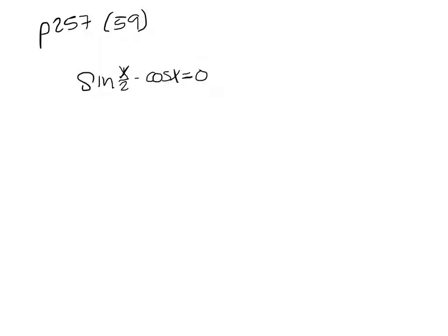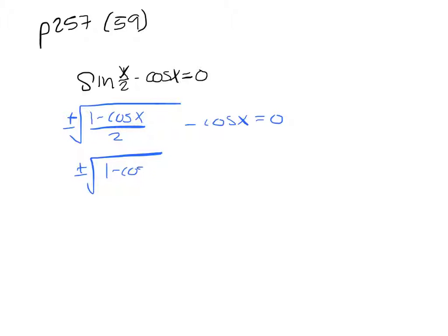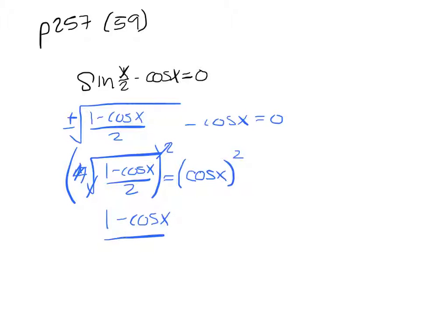Okay, so sine of x over 2, I can replace that with plus or minus the square root of 1 minus the cosine of x over 2. Did I do that right? Yep. Minus the cosine of x equals 0. Whenever you have a problem with a square root in it, you get the square root by itself. So we have plus or minus the square root of 1 minus cosine of x over 2 equals the cosine of x. To solve this, we'll square both sides to get rid of that square root. When we square it, we get rid of the plus or minus and the square root. So we get 1 minus the cosine of x over 2 equals cosine squared x.